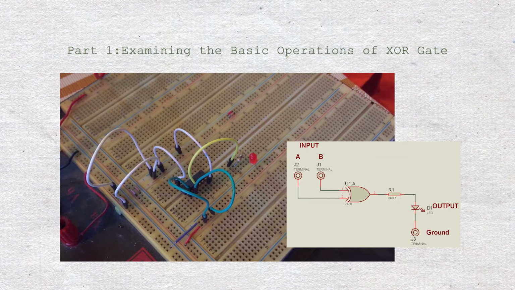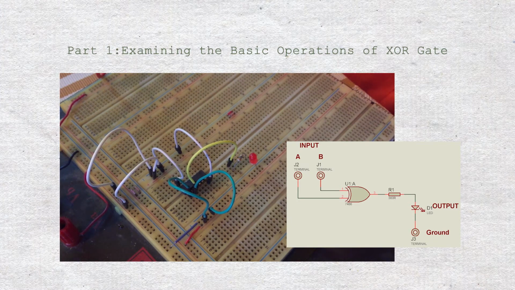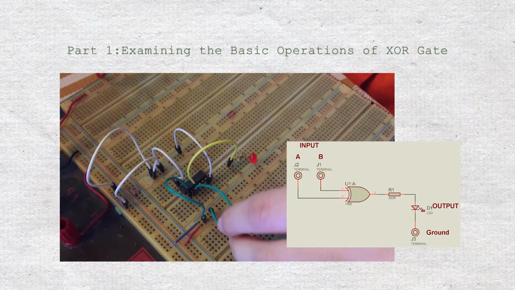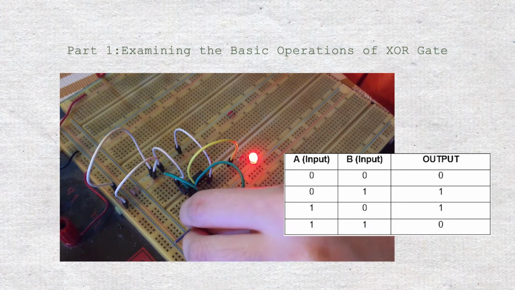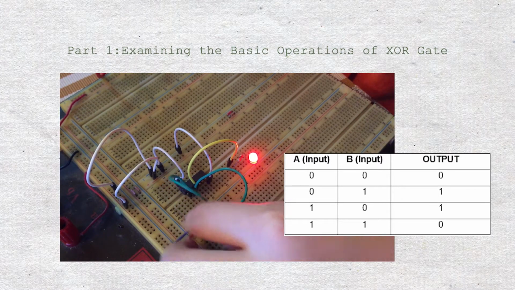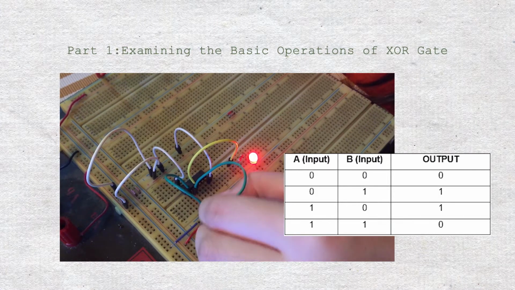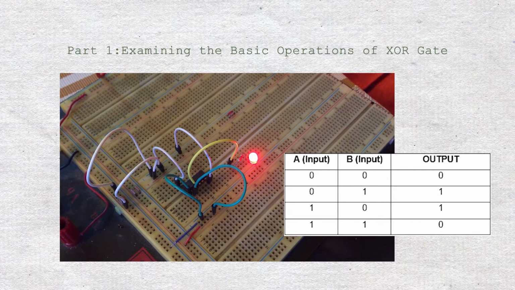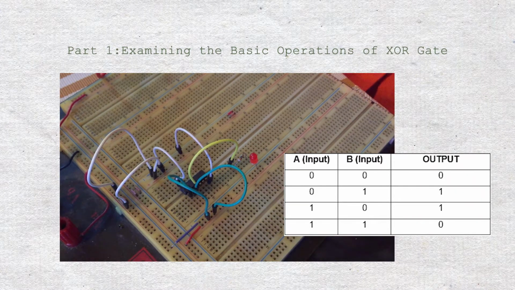According to the schematic diagram, for part 1, we will use the 7486 IC, whose output is connected to a resistor and then an LED. According to the table, when the input is 0, 0, the output is 0. When the input is 0 and 1, the output is 1. When it is 1 and 0, the output is 1. When both inputs are 1, the output is 0.